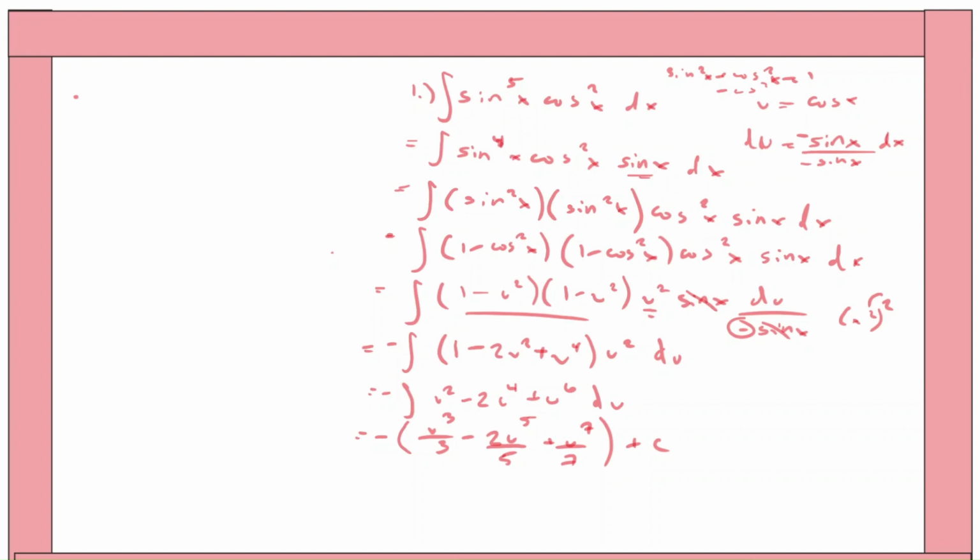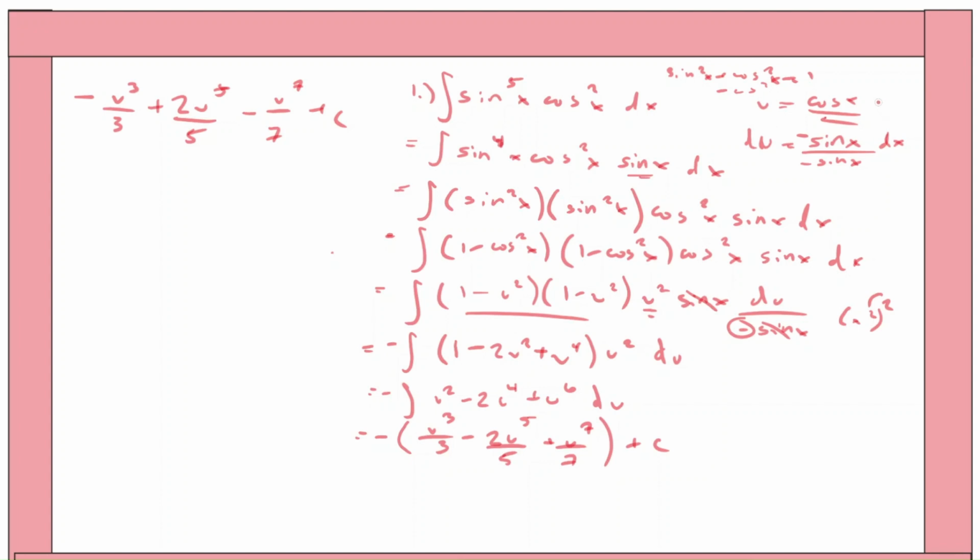plus c. Negative, since it's a positive here, so negative u cubed over 3, and then the negative times a negative will give you a positive, so plus 2u to the 5th over 5. And then a negative times a positive turns into a negative, so negative u to the 7th over 7, and we still have the plus c, of course. And now the problem is done. This is the answer, but just like in u substitution, we typically want to put the u back in.